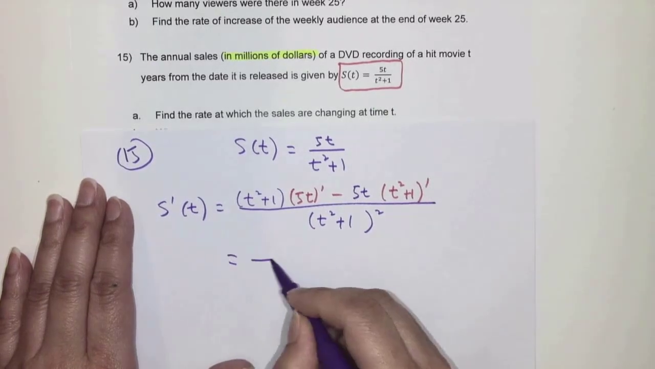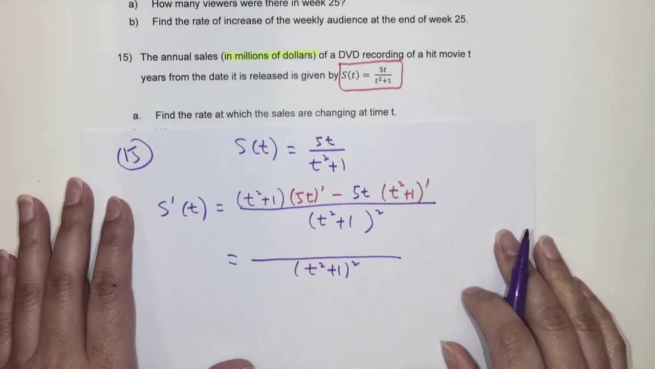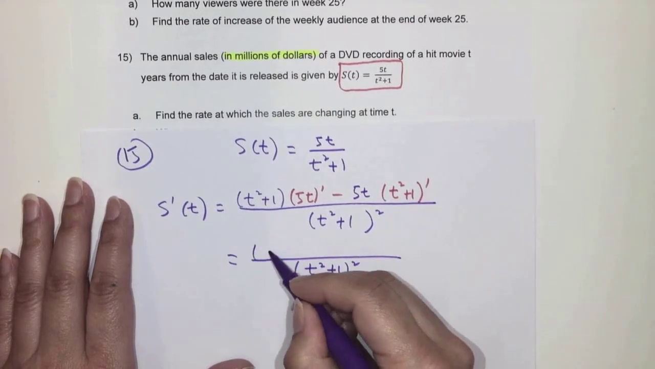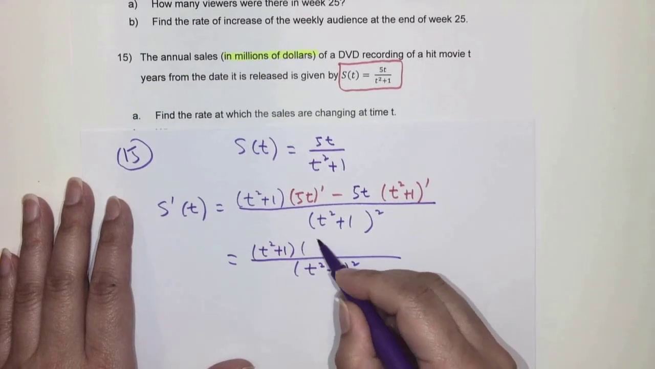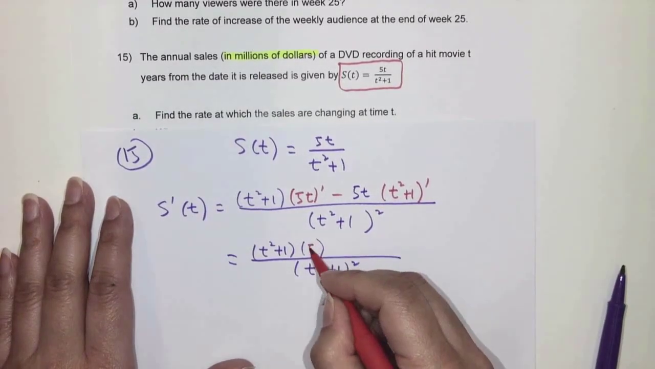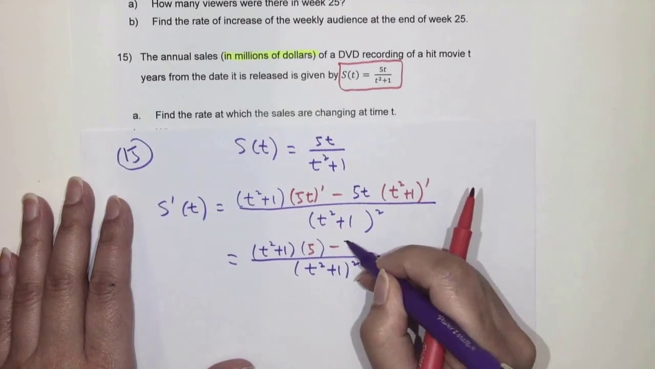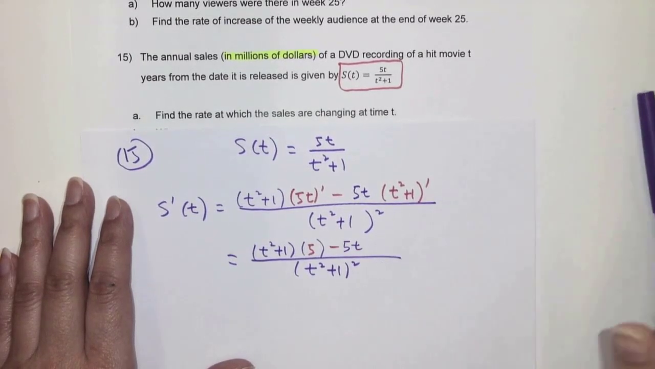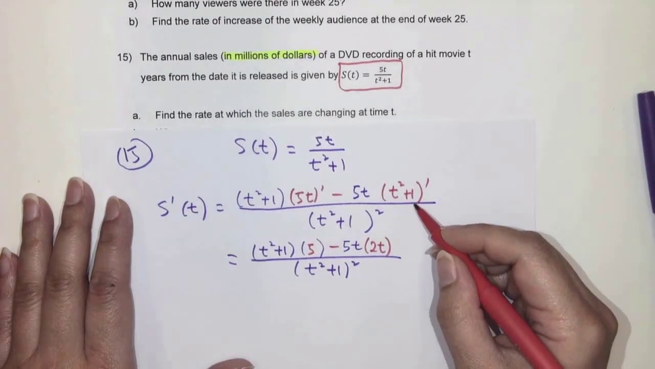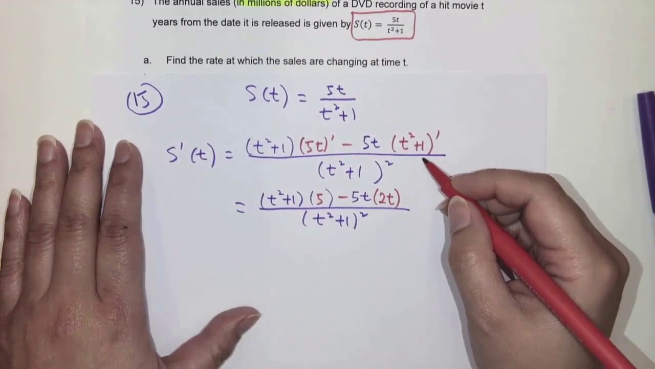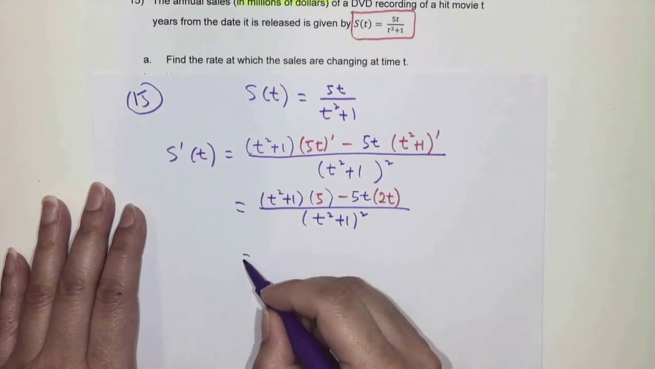Okay? Clean that up a little bit. t squared plus 1, perfect square on the bottom, and then we have t squared plus 1. Take the derivative of that, it's just 5. The t becomes 1, right? 5 times 1 minus, we have 5t. Taking the derivative of that would be just 2t, right? And the number turned into 0. Hopefully by now you are getting better at this. And we will clean that up further.